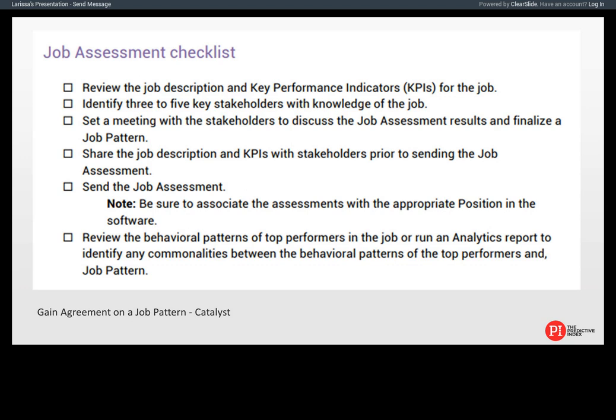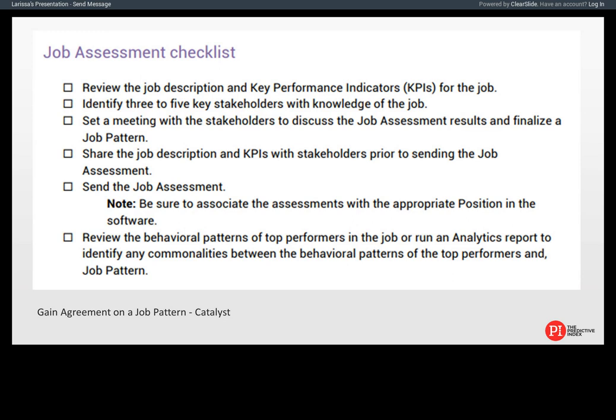You can actually create your own, but this is what we suggest: review the job description, identify your 3 to 5 stakeholders. You can set a meeting prior to discuss it, or you can just send out the job description, then send the assessment. But the review afterwards is the key, really. So reviewing the behavioral patterns of what everyone sends in. We're going to talk about that.